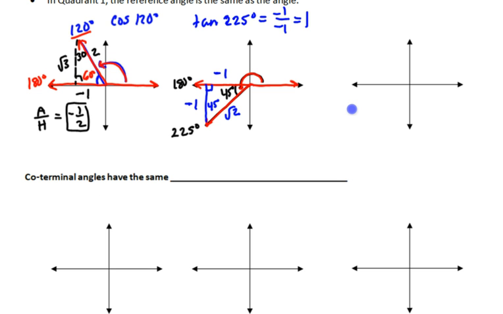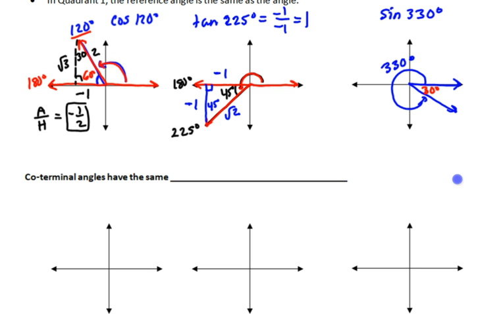The third one was sine of 330. So for sine of 330, now I'm in quadrant 4. I start my angle at 0. I measure all the way around to here. There's my 330 degree angle. So I need to create a reference angle. My reference angle is the angle that's in between the terminal side of 330 and the x-axis. So this is my reference angle, it is 30.